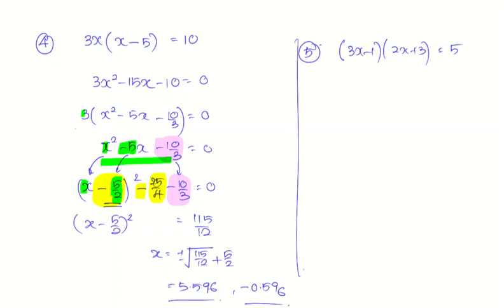Okay, next question number 5. Please try this question. Okay, I'll show you, then you try to redo it by yourself. First, we need to expand: 3x times 2x is 6x squared, and then the small numbers are -2 and +9, so there will be +7x, and then -1 times 3 is -3. 6x squared plus 7x minus 8 equals 0. Everything divided by 6.